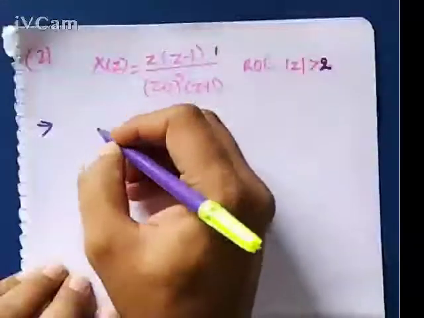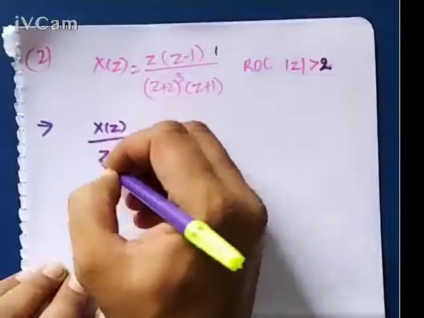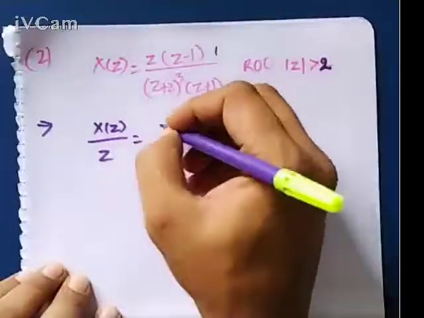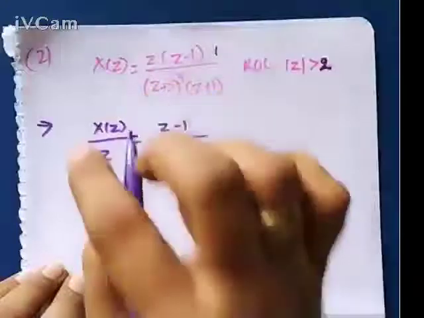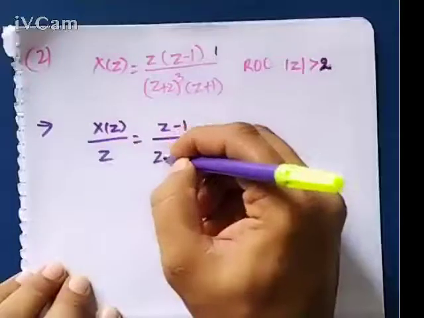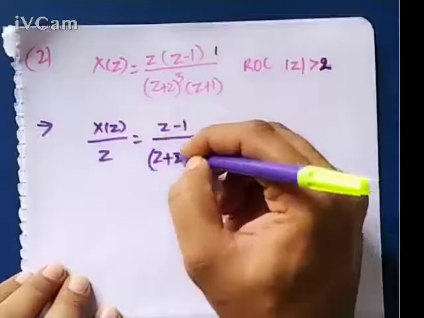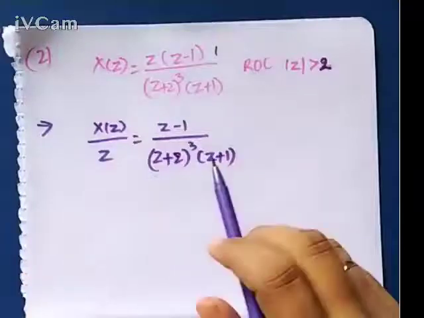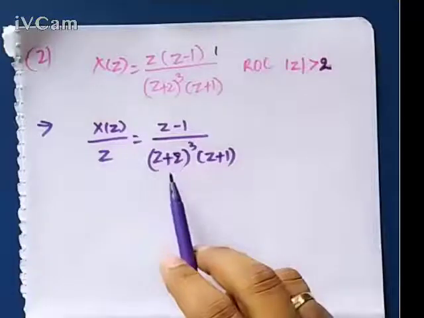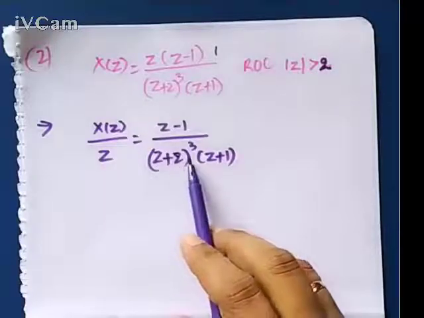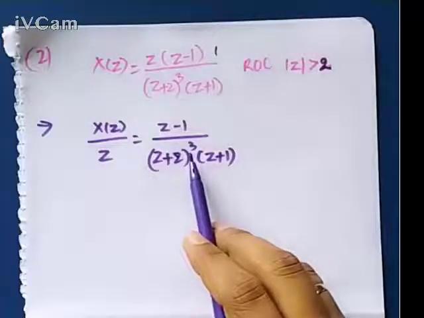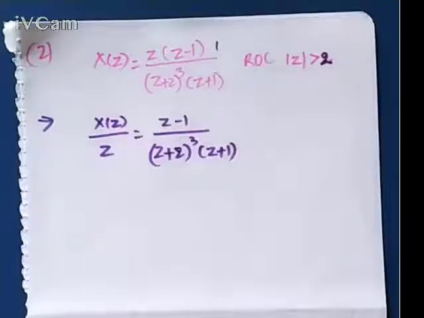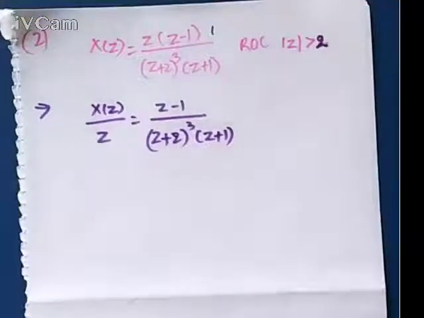So I will put this x of z upon z, which is equal to z minus 1, because that z term came downside here, and here I will have z plus 2 cube, z plus 1. Now this is the second case wherein you could see the poles, whatever it is that has been represented, are having multiples. Okay, so how was its representation given to us? I told you how to get the partial fraction for this. Okay, so this is the case now, x of z by z.